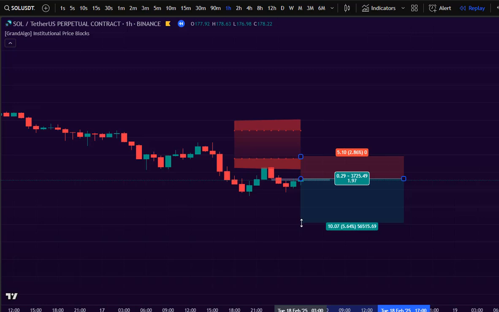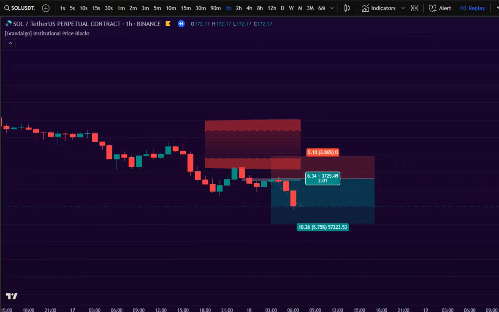For take profit, target liquidity or support levels. In this case, we are setting our risk-to-reward ratio at 2R. This approach ensures we are trading with smart money, using confluences for higher probability setups.